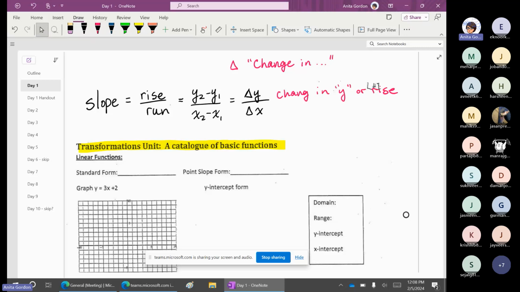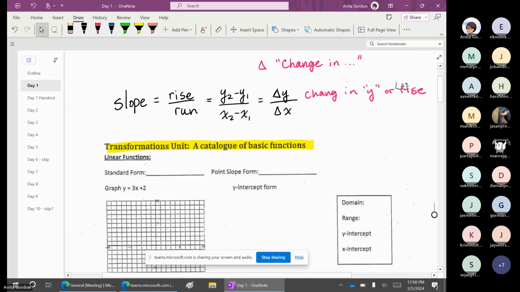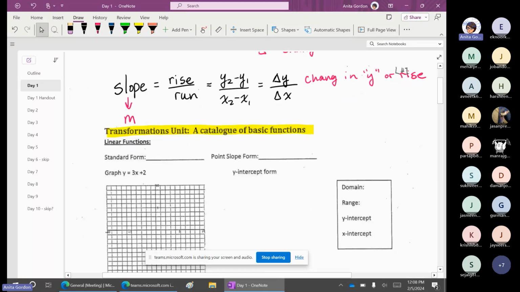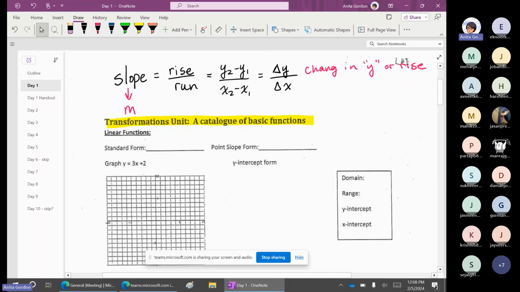All right. Anybody remember the symbol for slope? M. We use M for the symbol for slope. So in lesson 1, what we're doing is we are creating a catalog of basic functions. Basic meaning what is the baseline information we need from each of the types of equations. We're going to start with linear.